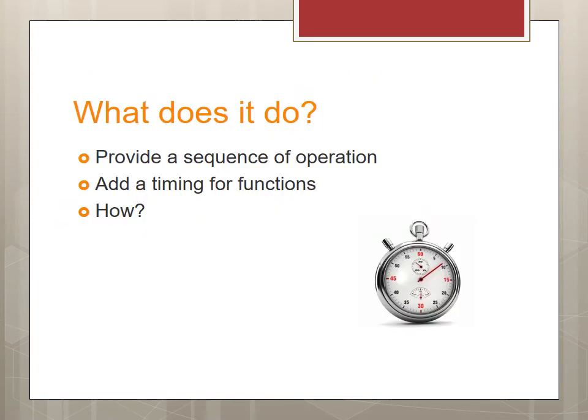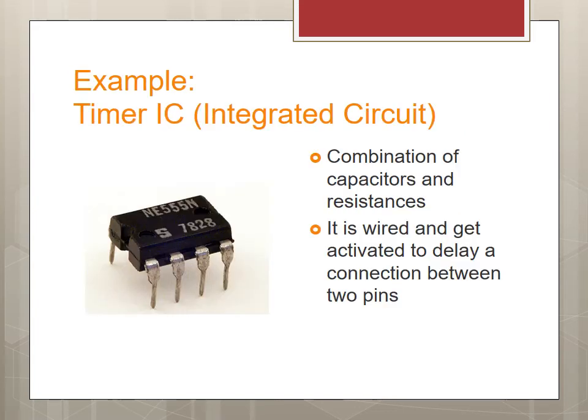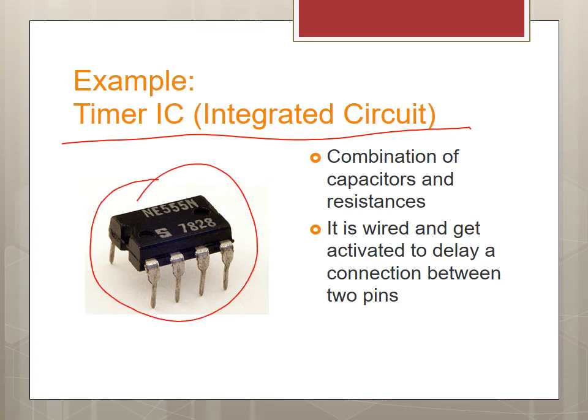What does it do? It provides a sequence of operation. It will pre-purge, meaning pumping air to empty the chamber. It will start the pilot, it will start the main flame, and it will do the proper timing for any of these operations. So it provides timing for all the functions, and it can be reprogrammed using small integrated circuit. This is what's called integrated circuit component. There are a lot of combinations between resistances and capacitors, and basically they provide us with the proper timing and the proper circuits of operation to open and close circuits. So they can be wired to activate and delay.